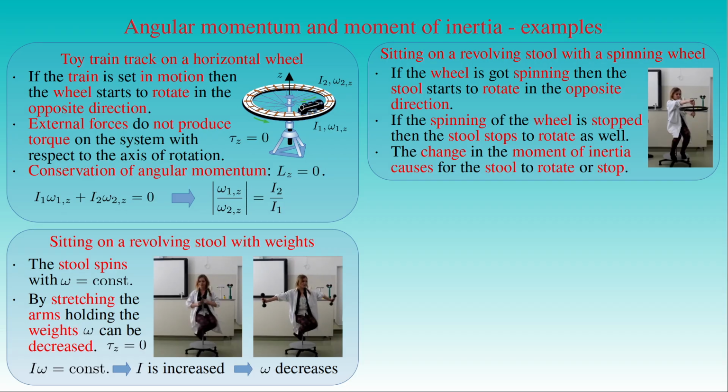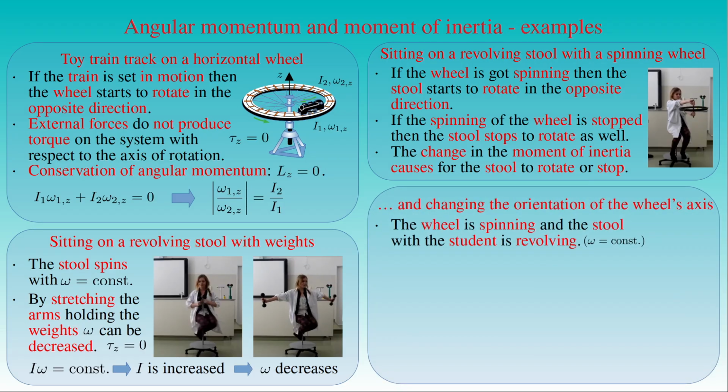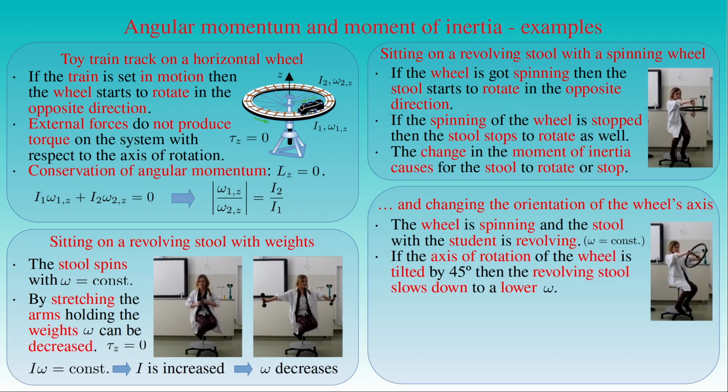Now let us suppose that the wheel is spinning and the stool with the student is revolving with a constant angular velocity, as seen in the image. If the student tilts the wheel such that the angle between its axis of rotation and the vertical direction is 45 degrees, then the stool will slow down and revolve with a lower angular velocity. If the axis of rotation of the wheel becomes horizontal, then the stool will not revolve at all.